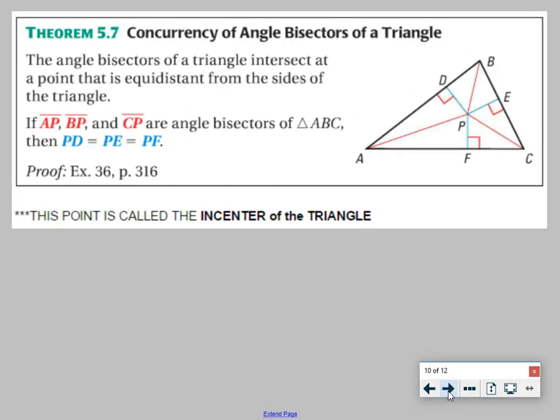Then the last piece, concurrency of angle bisectors of a triangle. So concurrency, remember that point where 3 or more lines intersect. So if you make the angle bisectors of a triangle, those are here in red, they all meet at this point. The angle bisectors of a triangle intersect at a point that is equidistant from the sides of the triangle. So if we were to draw a segment perpendicular to each side of the triangle from that point, then those pieces are equal to each other. And this is called the incenter of the triangle.